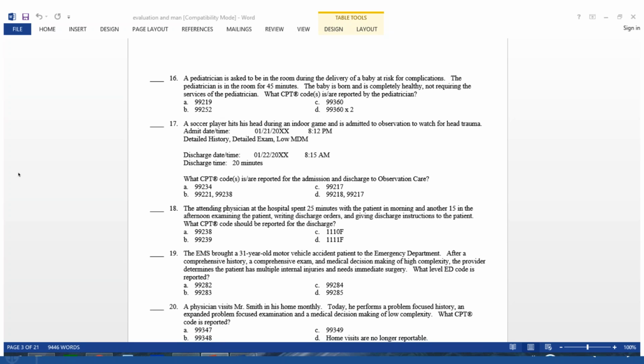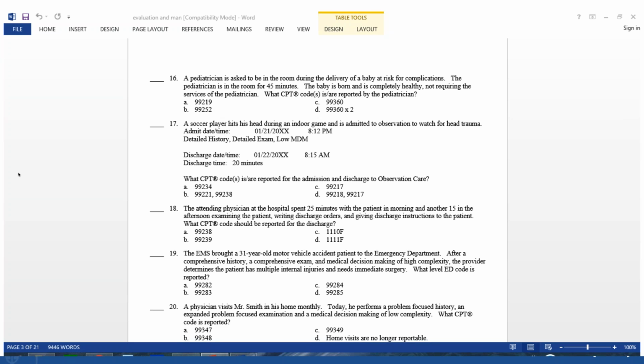Number 19. And then we'll just throw one more in there, which is number 20. And then we can talk for a little bit about this. Number 20. So a physician visits Mr. Smith in his home monthly. Today, so look, page 1, right? Page 1. Turn it, look for page 2. Where did they say? Home services.